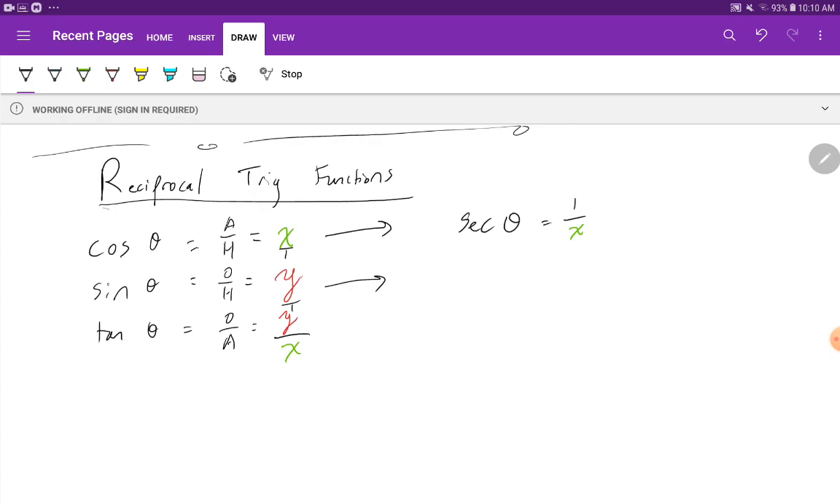The reciprocal trig function of sine is cosecant, which means if I flip the y over 1, it becomes 1 over y. Oh, it did it again. All right, and then lastly, we have cotangent of theta. If the tangent of theta is y over x, that means the cotangent of theta is x over y.